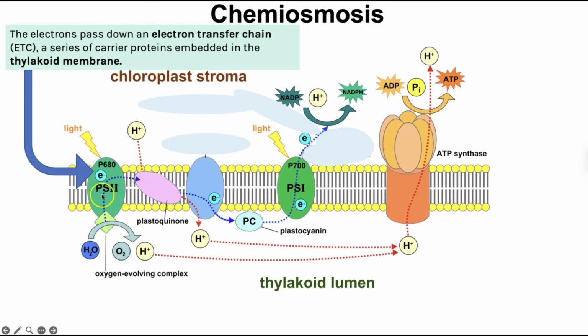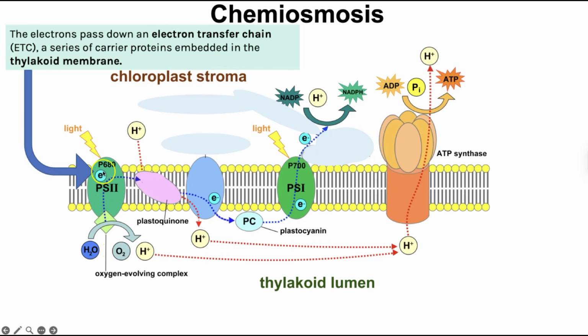Here is PS2. You don't need to know that terminology for AQA. That is just a protein embedded within the thylakoid membrane. And we can see here, this is the thylakoid lumen. This is the chloroplast stroma. So within the thylakoid lumen, inside of the thylakoids, that's where we have our photolysis happening. Water has been split into protons and electrons, which are picked up by this protein, and the oxygen's a byproduct.